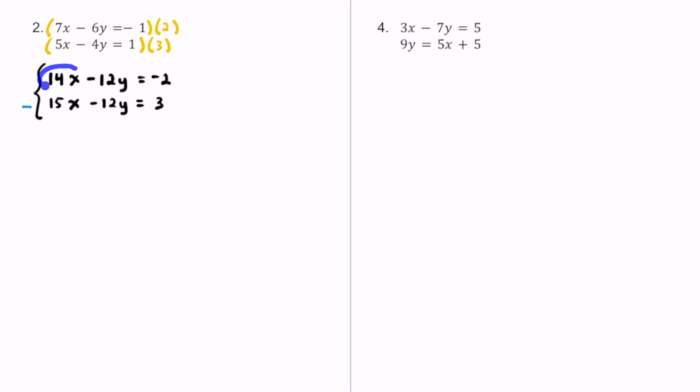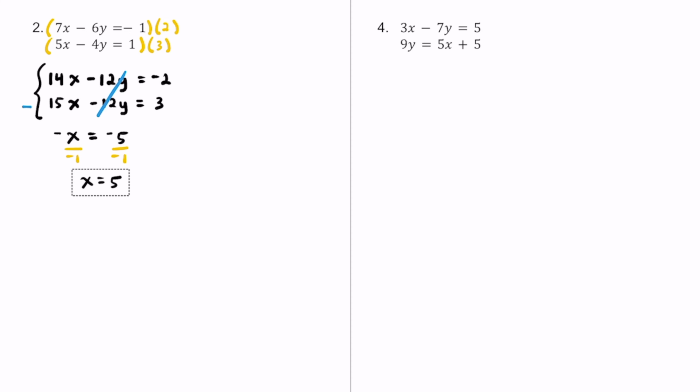So 14x take away 15x, that's going to be negative 1x, or just negative x. And then we're going to see here that negative 12y minus negative 12y ends up being 0y, so it gets eliminated. And then this negative 2 take away 3 is the same thing as negative 2 plus negative 3, and that's going to equal negative 5. Finally, we can go ahead and divide both sides of the equation by negative 1, or we can multiply both sides by negative 1. Either way is fine. Either way, we're going to see here that x is going to equal positive 5.